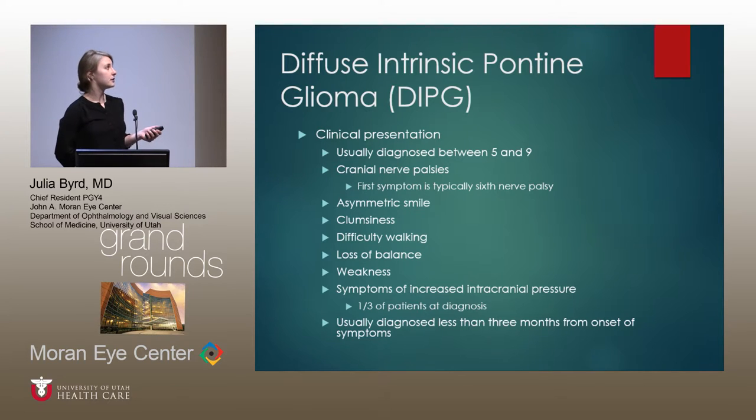This neoplasm is usually diagnosed between 5 and 9, so it presents in childhood. It can be diagnosed at other ages, but many times the first symptom is a cranial nerve palsy, and typically you see 6th cranial nerve palsy as the presenting sign. You can have facial paralysis, so parents may come in and say they noted their child has an asymmetric smile, and then clumsiness, difficulty walking, loss of balance, and weakness are all things that can be presenting signs.